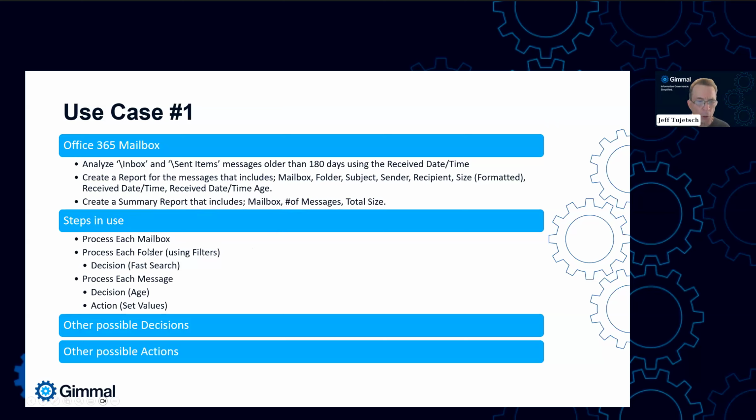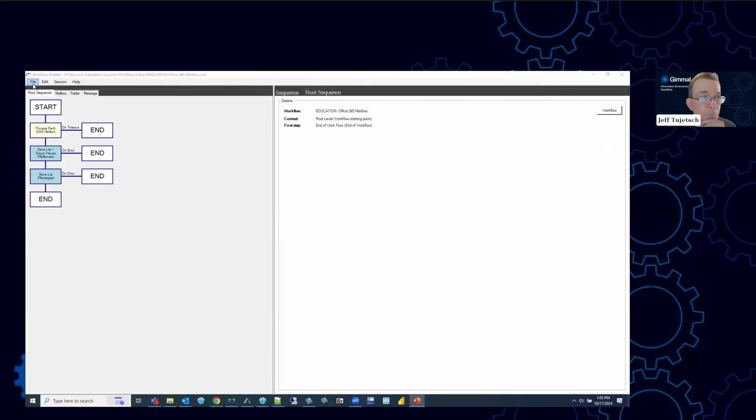So we're going to do a process each mailbox, process each folder, process each message, and then other possible things. I just put these on the slides so that you'd see it. But right now we're going to leave it and go to the workflow editor. So this is the workflow I'm going to talk about first, but I'm going to build it for you first.